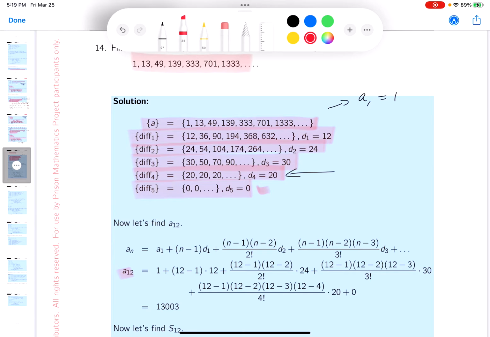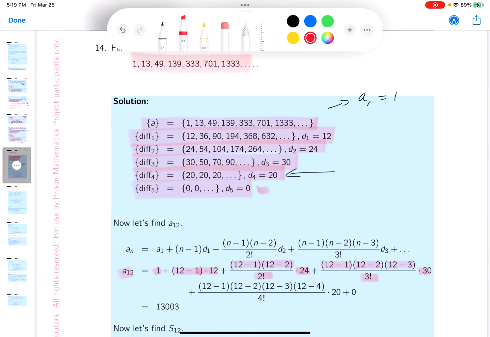What do I get? A1, which is 1. 12 minus 1 times D1, which is 12. 12 minus 1, 12 minus 2 over 2 factorial times D2. We're going to do it until it peters out. Let's take a look. 12 minus 1, 12 minus 2, 12 minus 3 over 3 factorial, D3, which is 30.